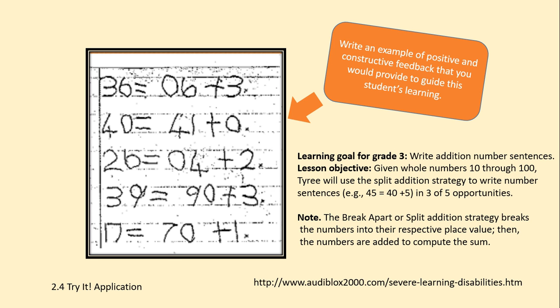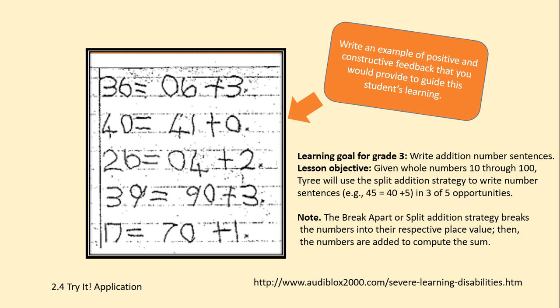The learning goal for grade 3 is written, write addition number sentences. The lesson objective is, given whole numbers 10 through 100, Tyree will use the split addition strategy to write number sentences, e.g., 45 is the sum of 40 plus 5 in 3 out of 5 opportunities.